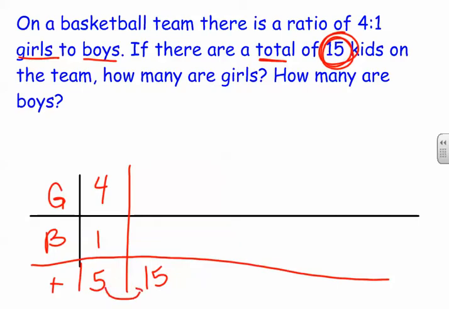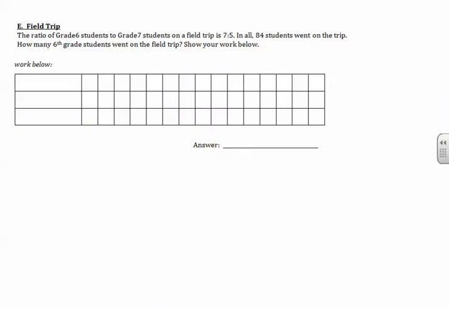How did I get there? 5 times what gave me 15? Times 3. So that means I need to multiply everything by 3. So 12 and 3. These two numbers better add up to 15 or it's not going to work. Okay, so now let's go back to the question. How many girls are there? There's 12 girls, and boys there are 3. Okay, so let's look at something besides girls to boys.